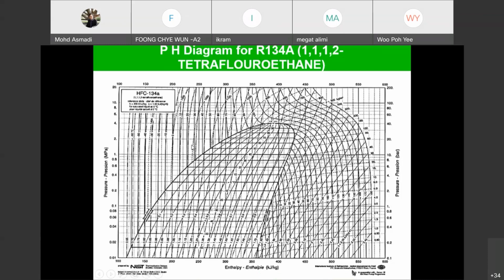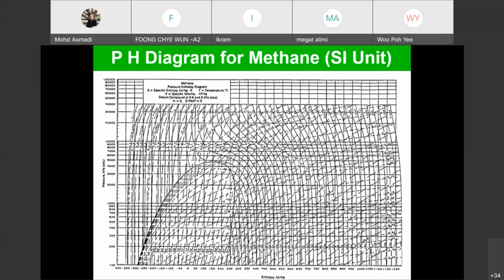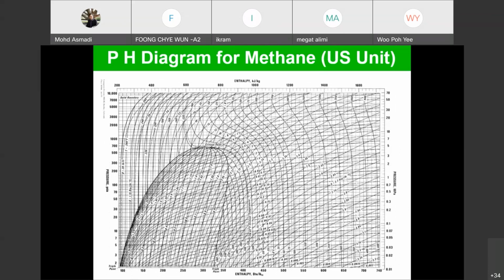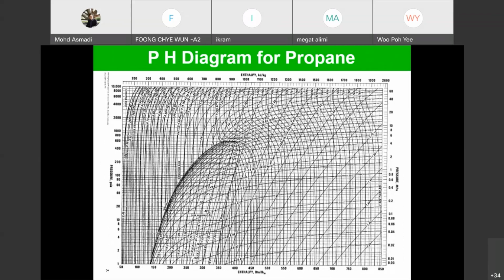Another PH diagram, this one is for methane. If you deal with methane and you have to determine the enthalpy, just refer to this diagram. This one is for methane in SI units. This one is in US units. This is propane. If you do the plant design project and want to determine the enthalpy, just refer to this diagram for propane and methane.